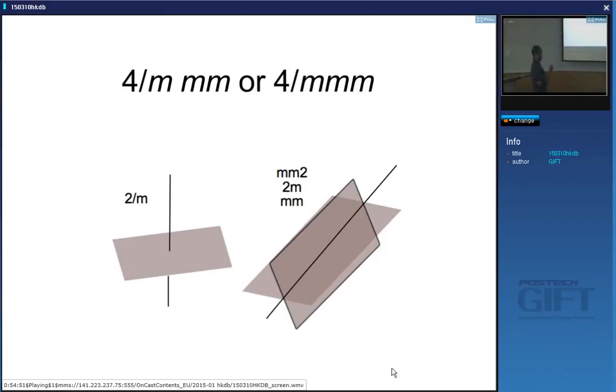When you have a fourfold axis normal to one mirror plane, but parallel to two mirror planes, it's 4 over m mm. Yeah? 4 over m mm. But for convenience, we write it as simply that, right? But it means that the fourfold axis is normal to one of the mirror planes. And when we're looking at an object, the first symbol will be the symmetry which is parallel to the z-axis, and then we look at the x and the y-axis. Okay?